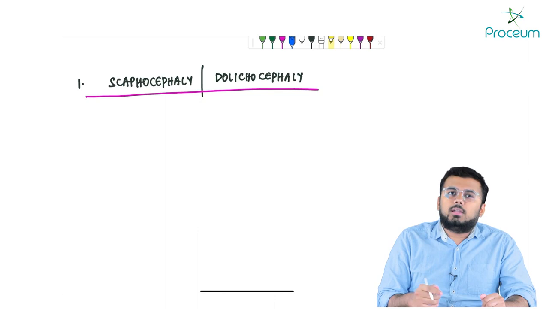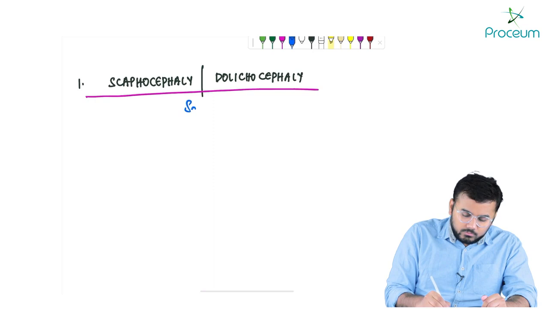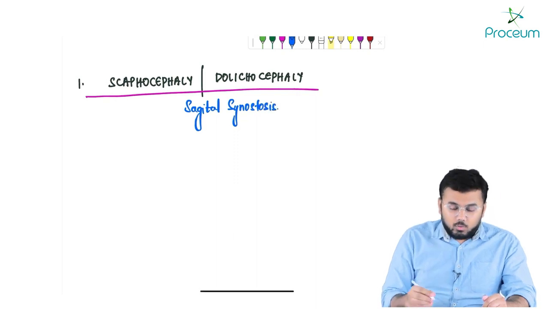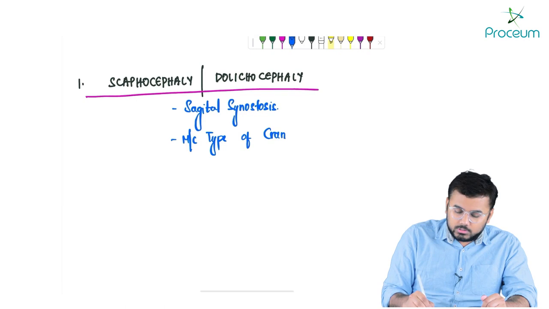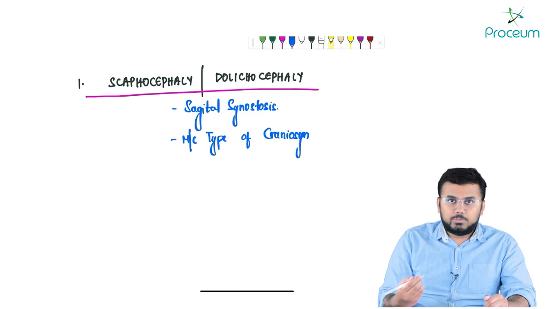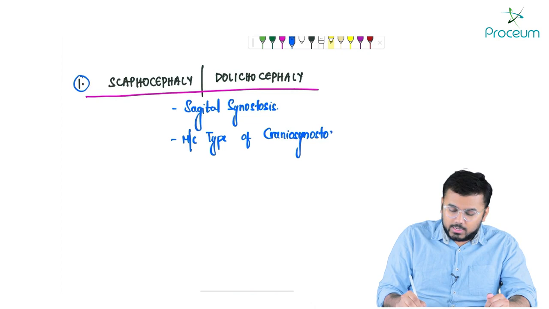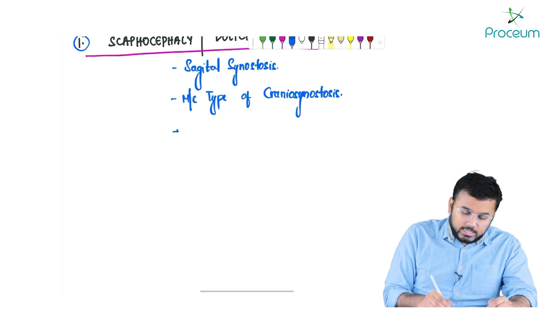Fusion of a suture is called synostosis. So I have to call it Sagittal Synostosis. Now this Sagittal Synostosis is the most common type of Craniosynostosis. We are discussing Craniosynostosis only right now. All these are the types, right? So far we discussed the first type, which is the most common type. In this, the sagittal suture is fused.